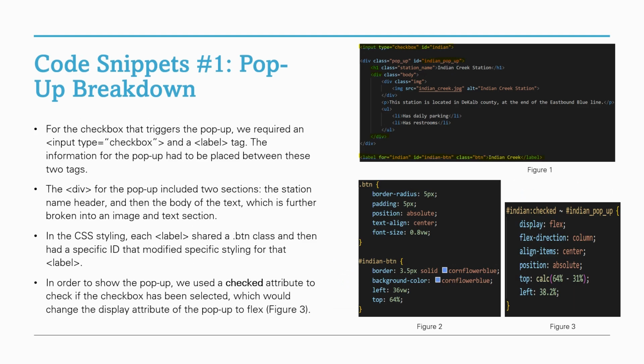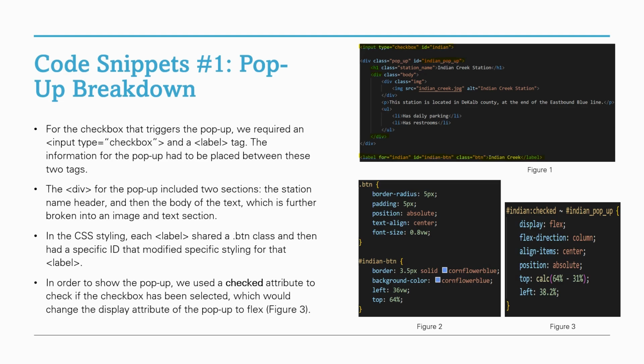Code snippet breakdown number 1, pop-ups and the breakdown. For the checkbox that triggers the pop-ups, we required an input type checkbox and a label tag. The information for the pop-up had to be placed in between 2 tags. The div tag, which was the pop-up that included 2 sections, the section name header, and then the body of the text, which is further broken into the image and text section.